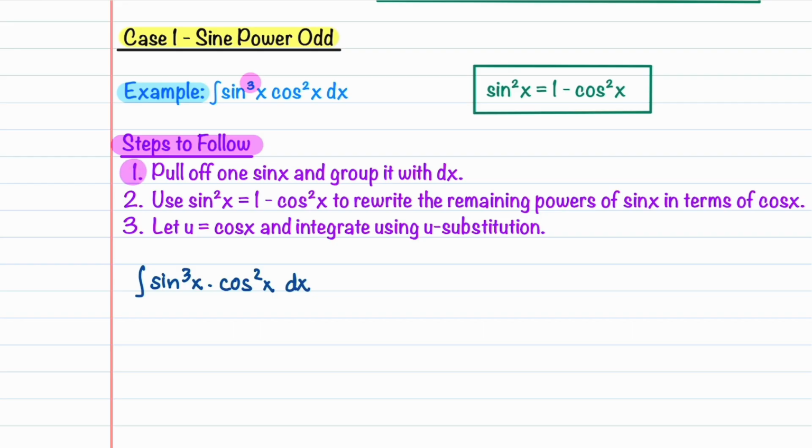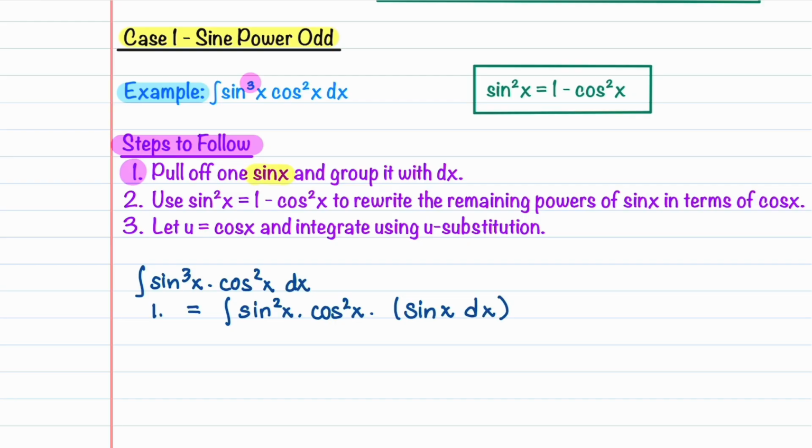Step 1 is to pull off one sine x and group it with dx. Let's do that. If we pull off one sine x, we're going to have a sine squared left, so we have sine squared x times cosine squared x, and then the sine x that we pulled off, we're going to group with dx.